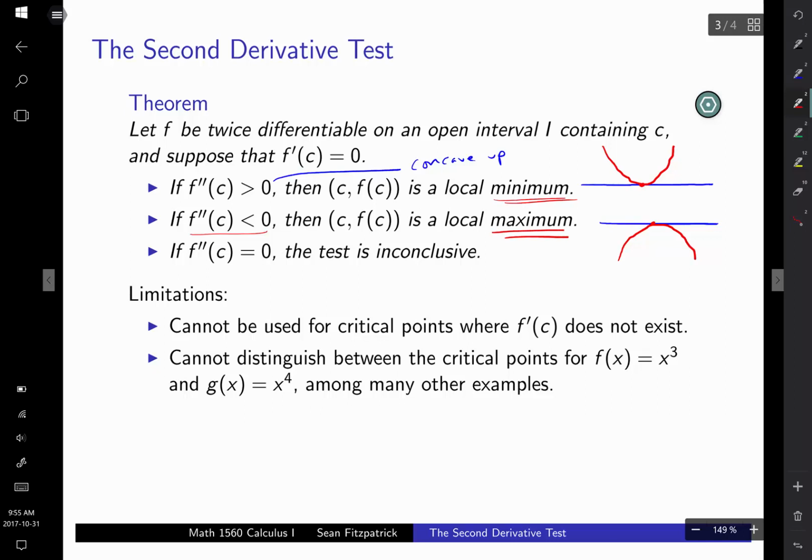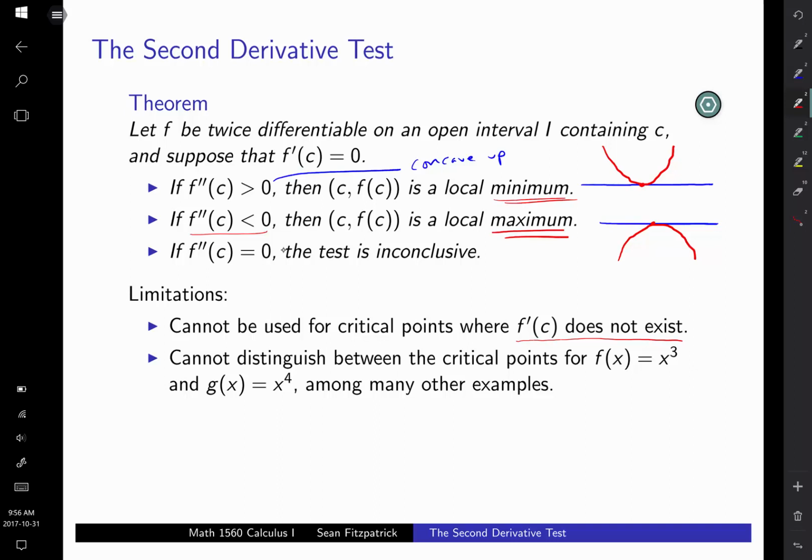The only problem is that the second derivative test doesn't tell you anything if the second derivative is 0. It also is completely useless if the first derivative doesn't exist, right? Because we know there are some critical numbers that we obtain by finding places where the derivative is undefined. The second derivative test doesn't apply in those cases. It doesn't apply if the second derivative is 0. It only applies in this setting where the first derivative is 0 and we can determine that the second derivative is either positive or negative, right?